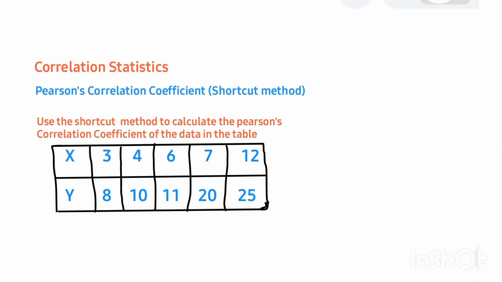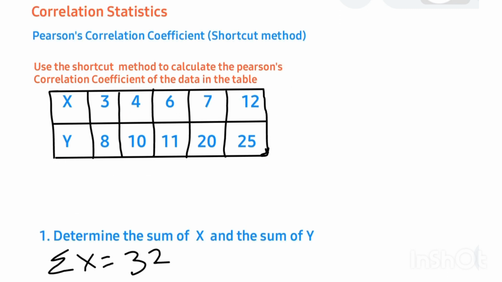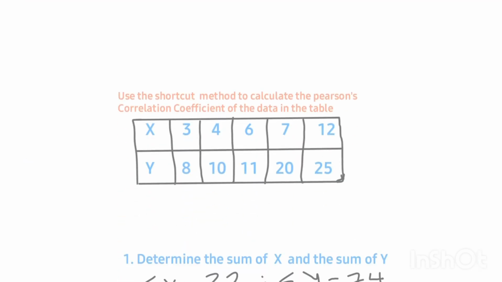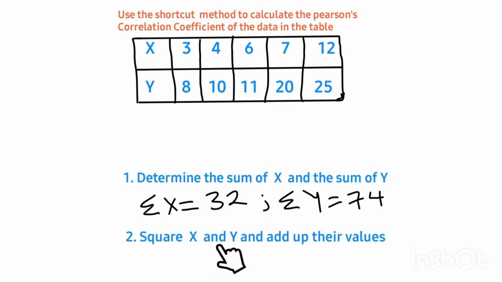We also expected to get the sum of Y. 8 plus 10 plus 11 plus 20 and lastly plus 25. Of course, that gives 74 and we record that. So we have summation Y equal 74. And so step 2 says square X and Y and add up their values.